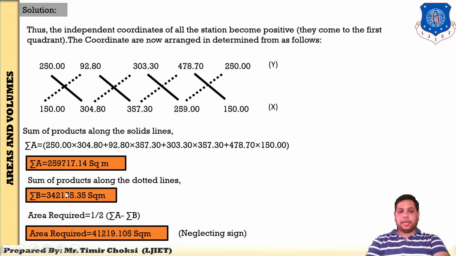Now with summation A and summation B, you find the area required. You know that the area required is one half of summation A minus summation B. So put in the values of summation A and summation B and get the area required. Neglect the sign: sometimes you get the answer in negative form, but area is always positive, so you neglect the sign.